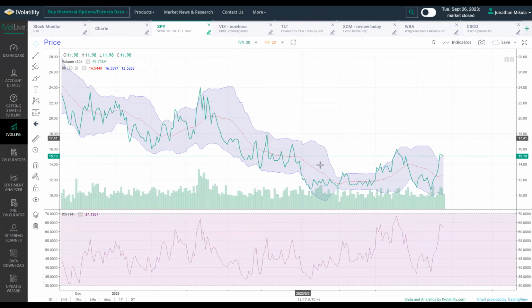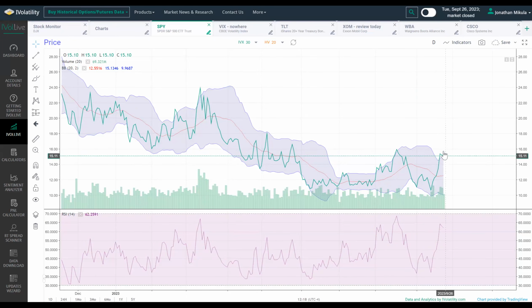But here, just two simple ones. If we add the Bollinger Band to the implied volatility here for S&P 500, what we see is that recently on our 1-year chart, remember we're looking at 1 year, the implied volatility for the S&P has gone above its upper Bollinger Band.